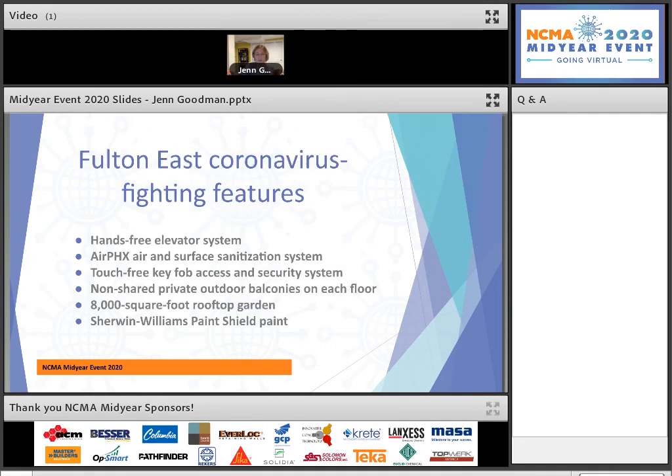These features include a hands-free elevator system, an air and surface sanitation system that the company claims reduces up to 99% of viruses, bacteria, and mold on surfaces and in the air, a touch-free key fob access and security system accessed by a mobile phone, non-shared 9 by 27 foot private outdoor balconies on each floor, an 8,000 square foot rooftop garden for individual use and small group meetings, and restroom walls painted with Sherwin-Williams paint shield that is said to kill staph, MRSA, E. coli, and other pathogens within 2 hours of exposure.